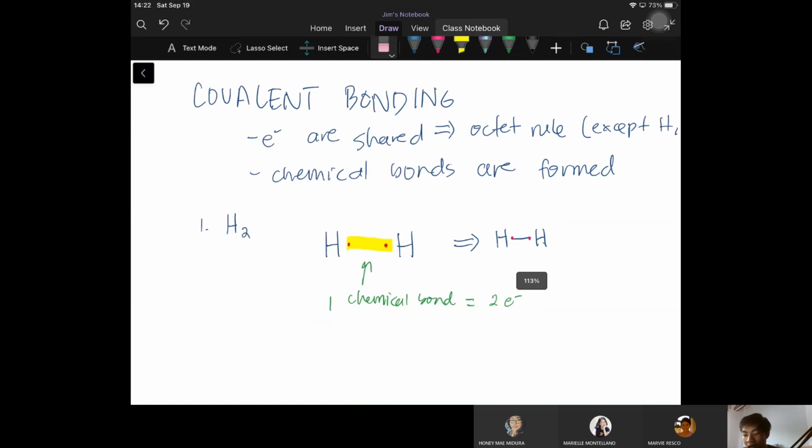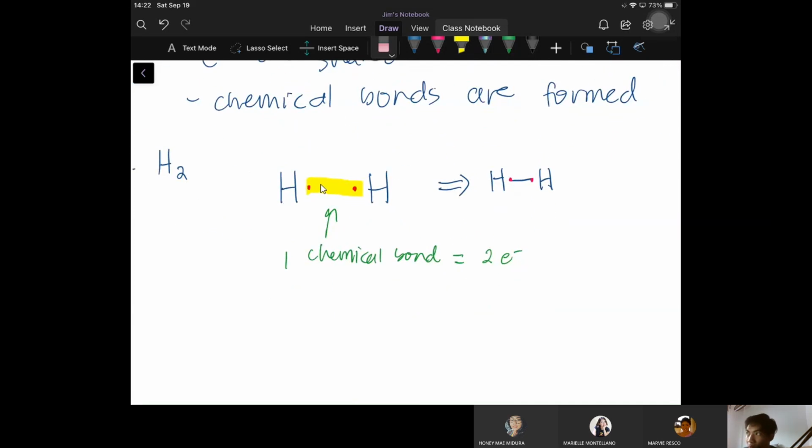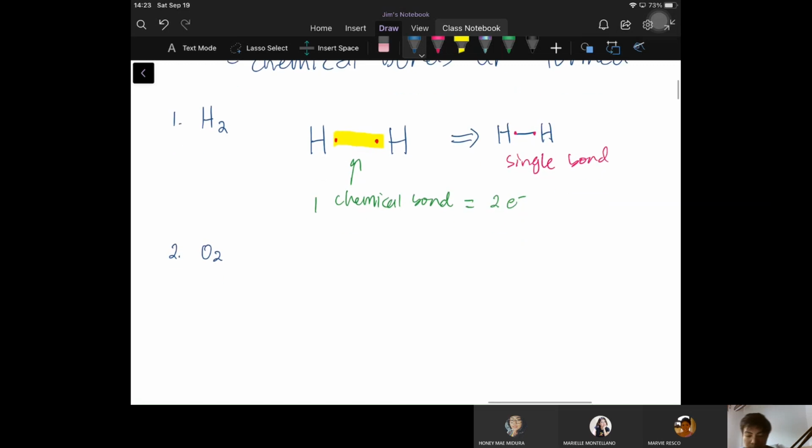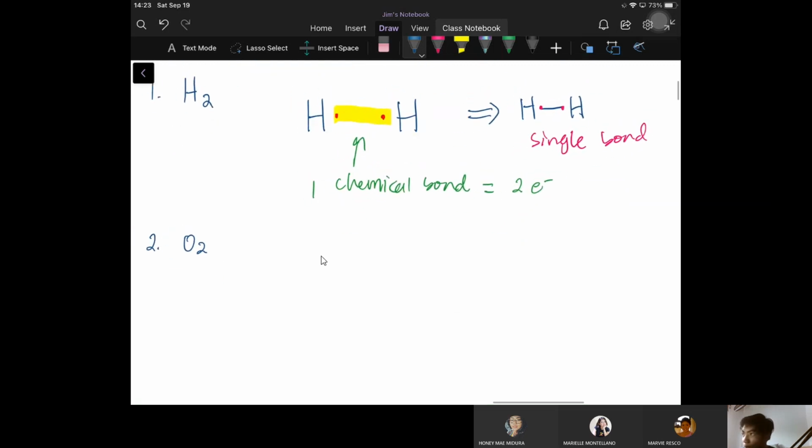Now, ano pa? Pag isang bond lang yung kinailangan natin, we call that the single bond. Single bond. So, isang bond lang yung kinailangan para pagdugtungin yung mga atoms and stable na sila nun. Okay, so that's single bond na. So, let's have another one. O2.